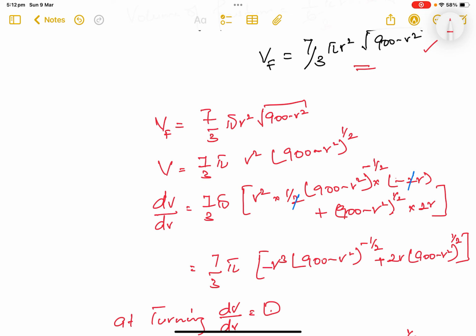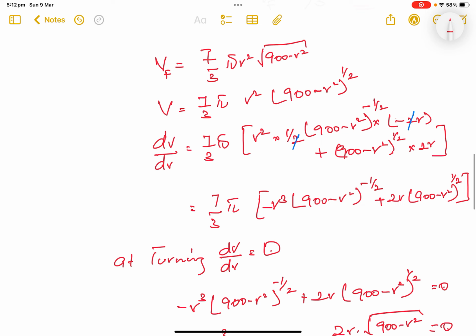And okay, v equals 7/3 pi r squared, and I just put 900 minus r squared to the power half, which is easier to differentiate. So we need to differentiate with respect to r. The r is the variable. So dv over dr, v is the variable too at this stage. So when r changes, v changes.